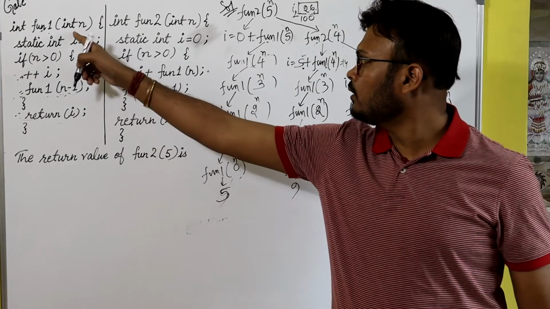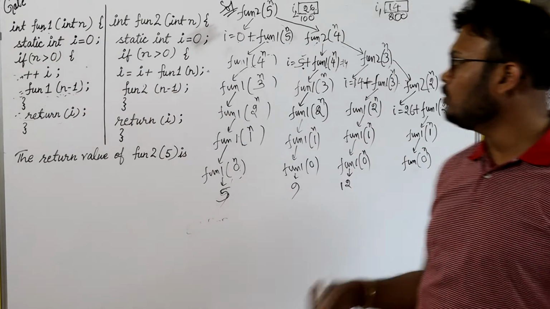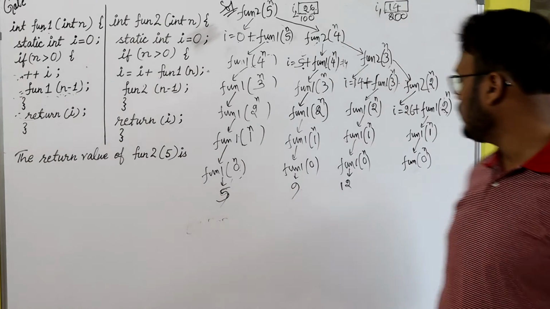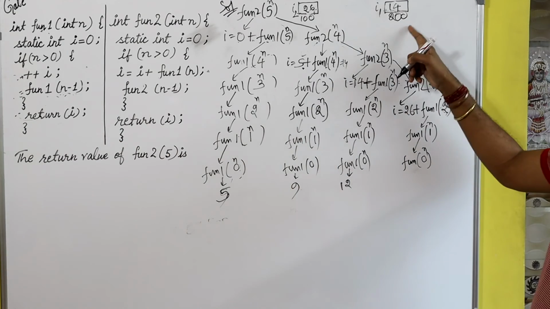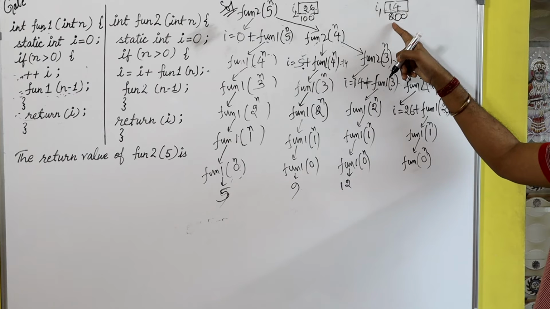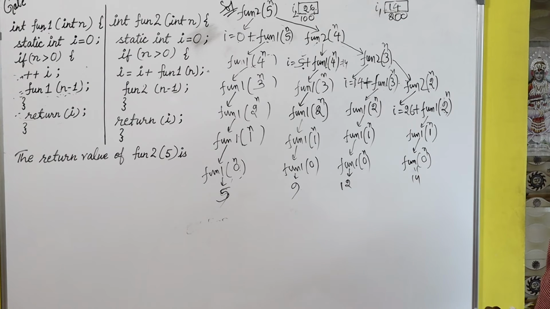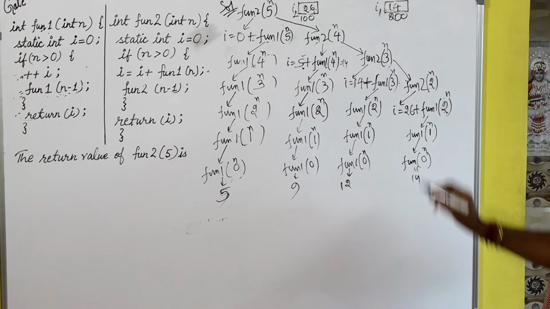So now again here the value of n is 0. So 0 greater than 0. No, that's a false statement. Okay. So it means what? This value will be returned here. Okay. So what is the value of I here? 14. I is returned. It means what? 14 is returned here.